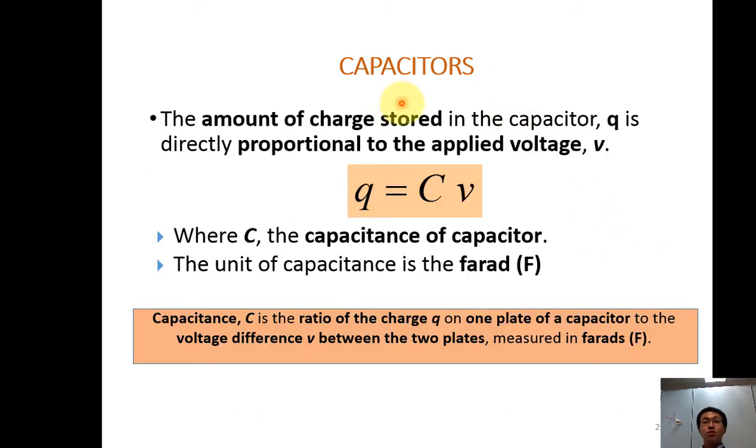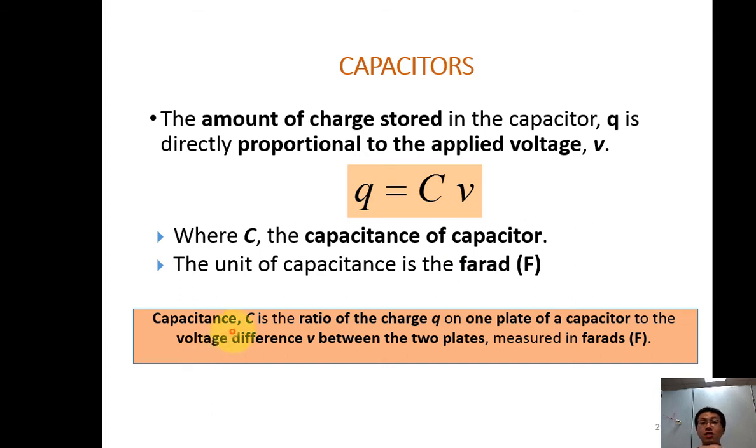So we need to put this into mathematics again. The amount of charge stored in the capacitor, Q, is directly proportional to the applied voltage, V. So the total charge depends on the capacitance and the voltage we apply. C is the capacitance of the capacitor. It is used to describe the capacitor value, the capacitor parameter. The unit is the farad.